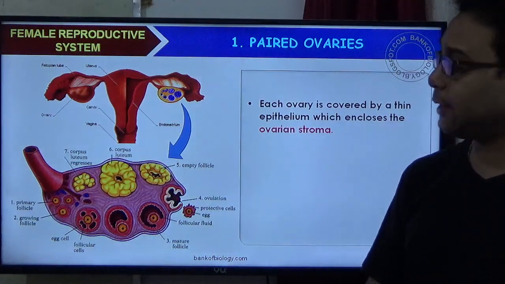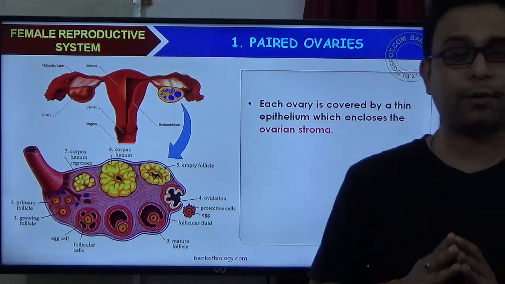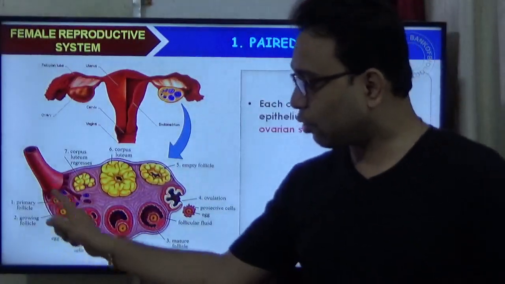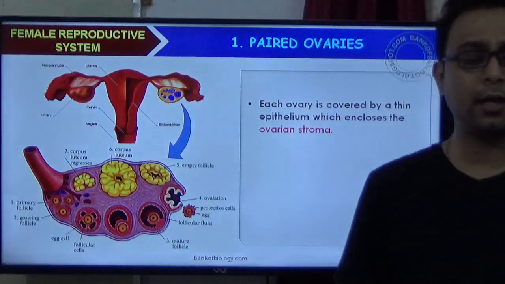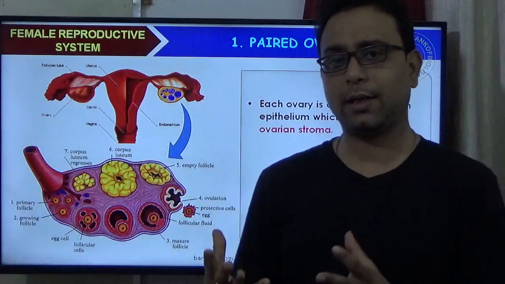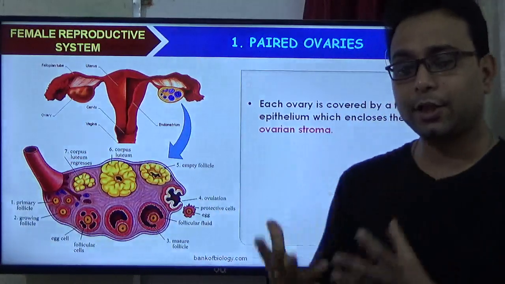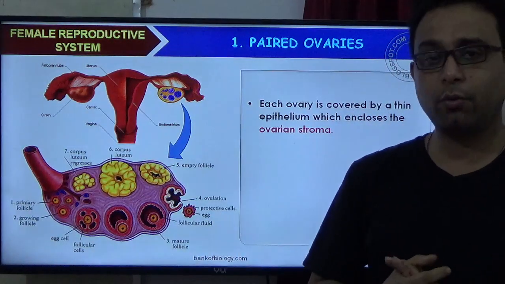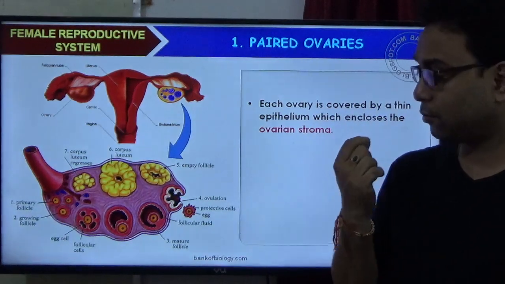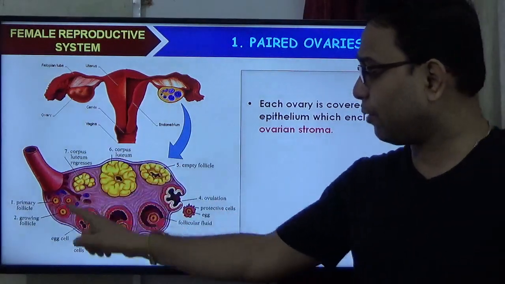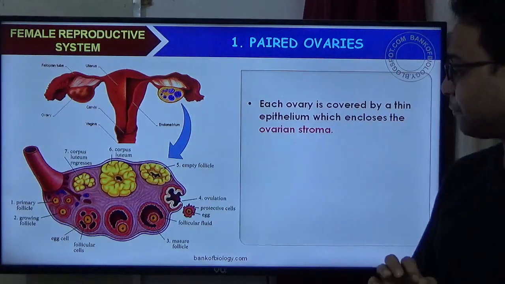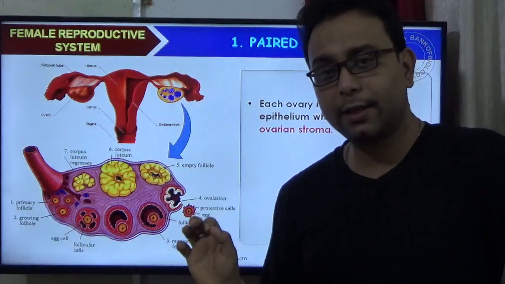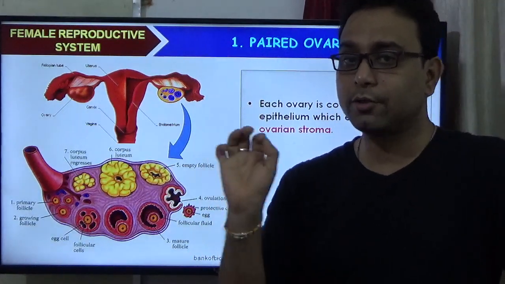So you know that each ovary is covered by a thin membrane. Thin membrane means it is the epithelium layer, because epithelium is a tissue which covers all the organs. Epithelium is there on the ovary, but inside, all the material is there. It is called the ovarian stroma.